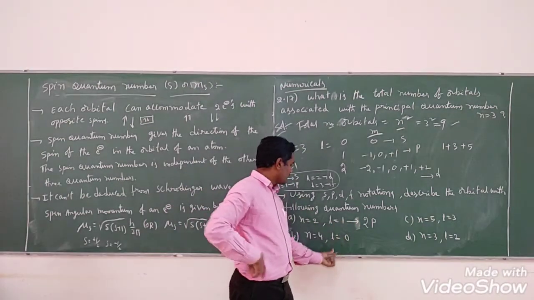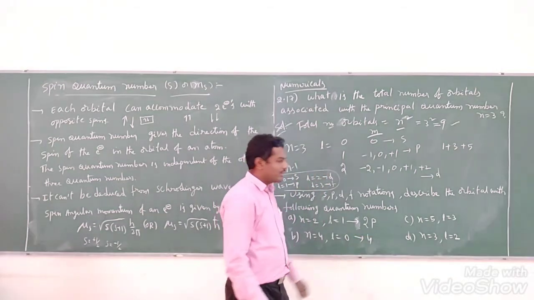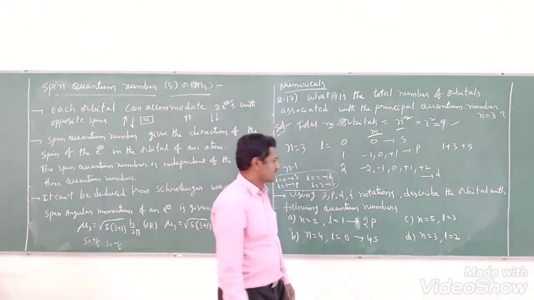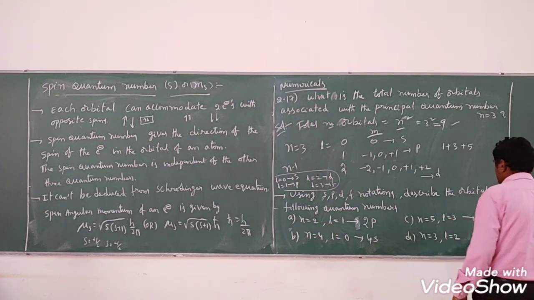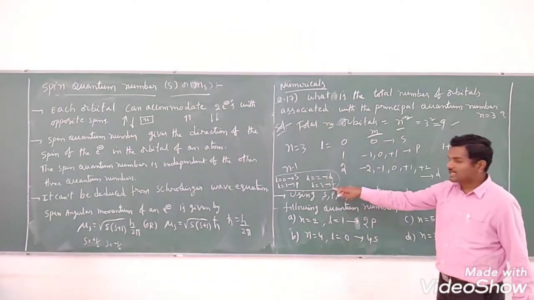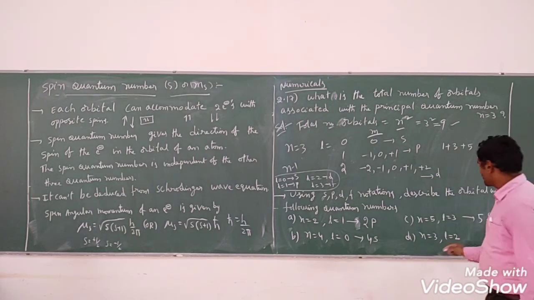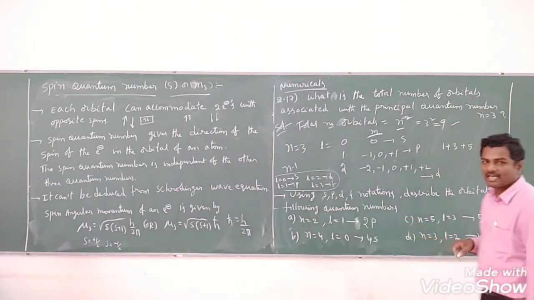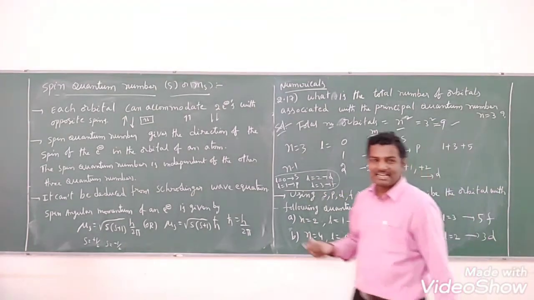In a similar manner, you find out here. Principal quantum number 4 they have given. l equals 0 means what orbital is that? s orbital. s subshell, you take 4s. In a similar manner, fifth shell they have given, 5. l equals 3 means what subshell is that? f subshell. So 5f. l equals 2 means what subshell is that? d subshell. See how easily we have written the answers.